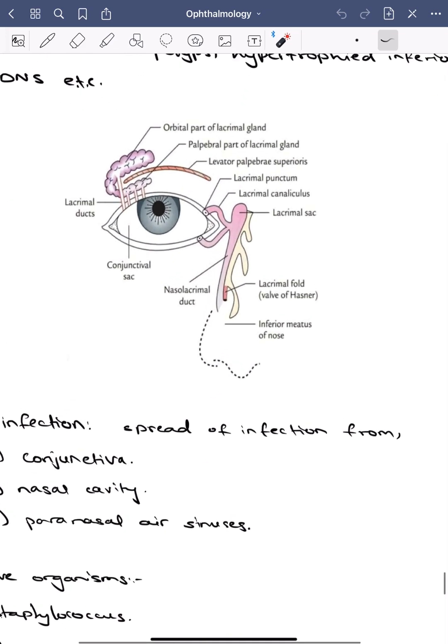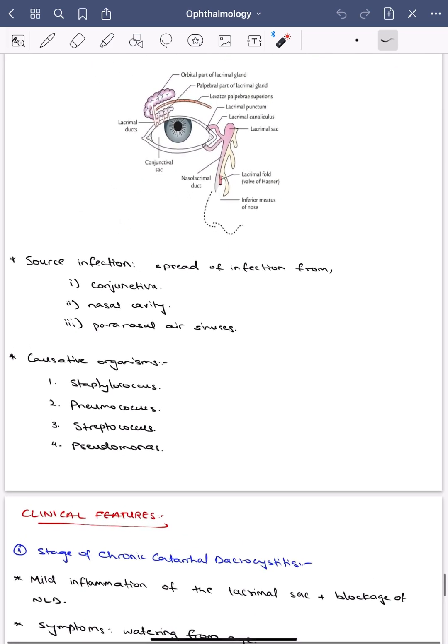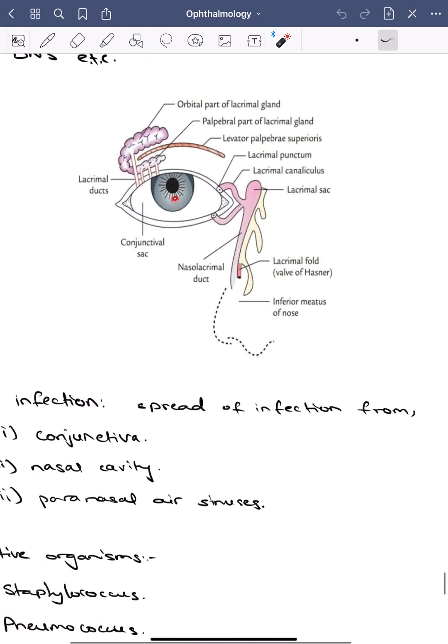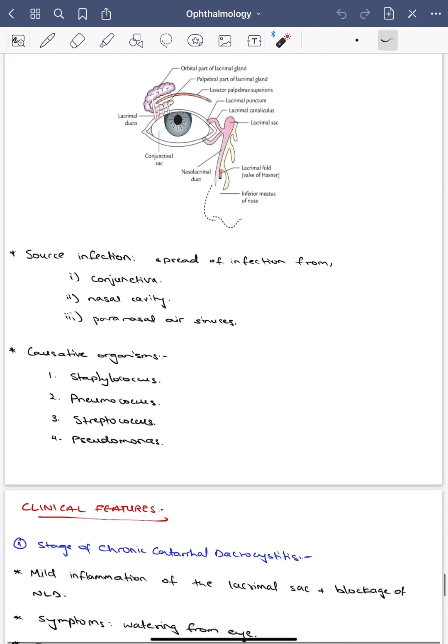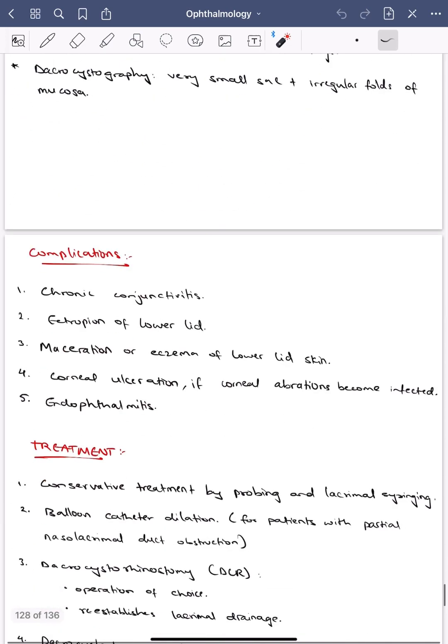So first, the oozing out of purulent discharge results in chronic conjunctivitis. Second is that there is ectropion of the lower lid. Then the skin over the lower lid shows maceration or eczema. And then if the corneal abrasions are present and they become infected, it results in corneal ulcers, and if the entire eye becomes affected, it results in endophthalmitis. So these are the complications of chronic dacryocystitis.